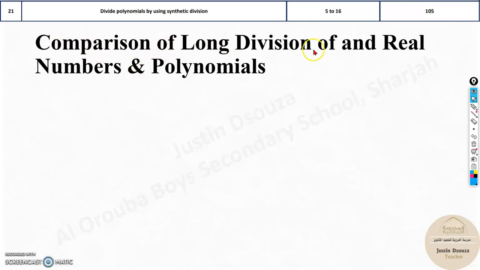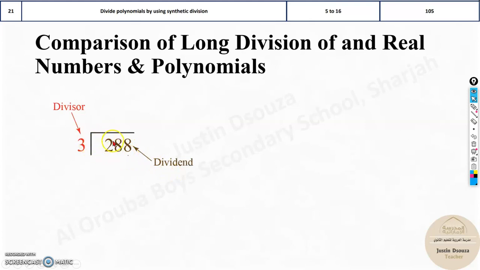Here is a comparison of long division of real numbers and of polynomials. This is just a basic understanding of comparing simple numbers and polynomials. What's the difference? Now imagine you have been asked to divide 288 by 3. What's going to happen? You write this symbol, you write whatever you are dividing, and the divisor, which is what it is being divided by, that is 288 divided by 3. This 3 is the divisor, this is the dividend.